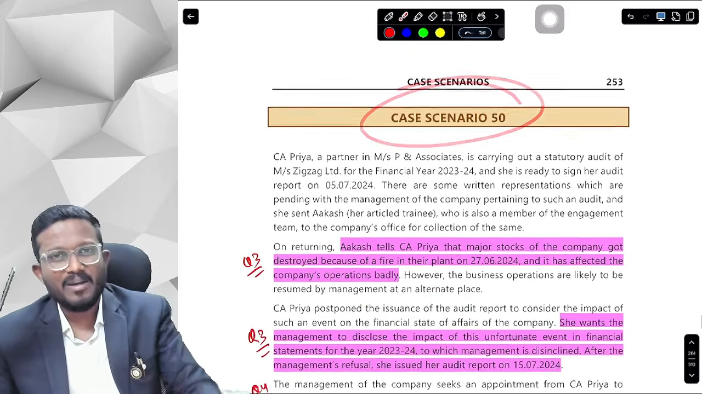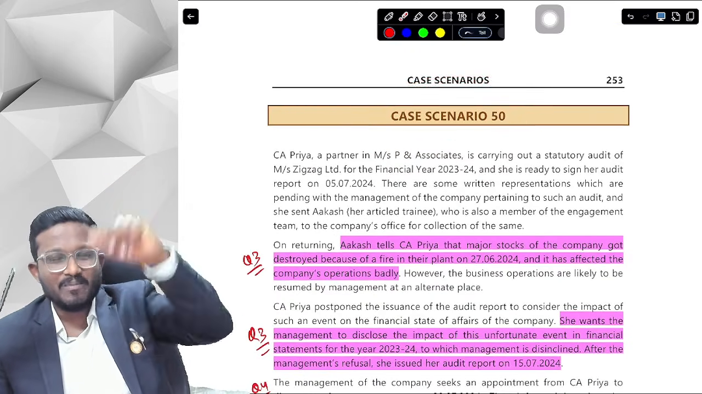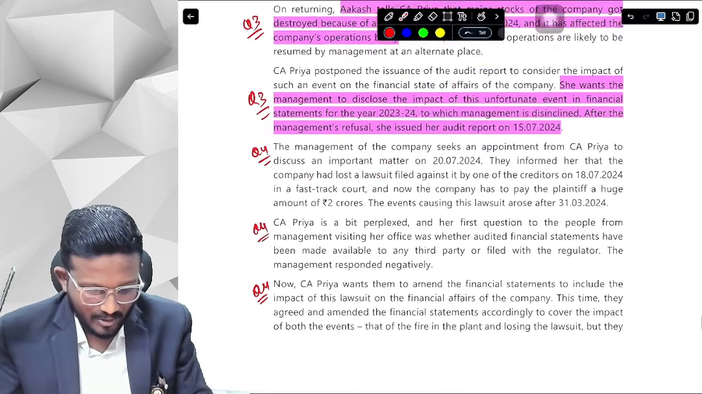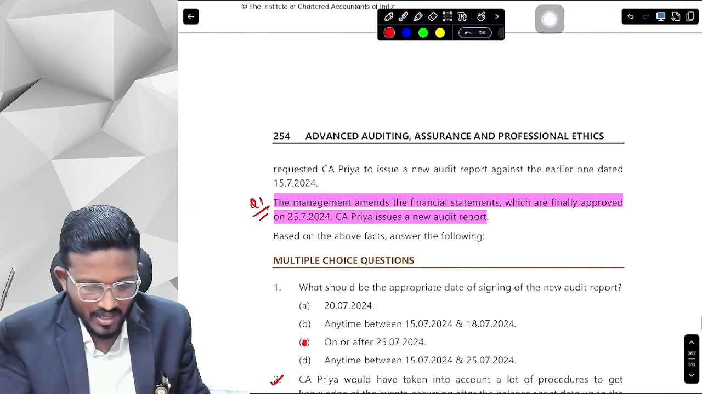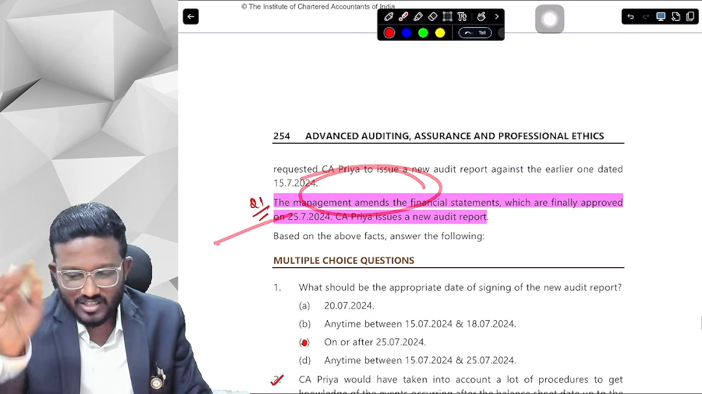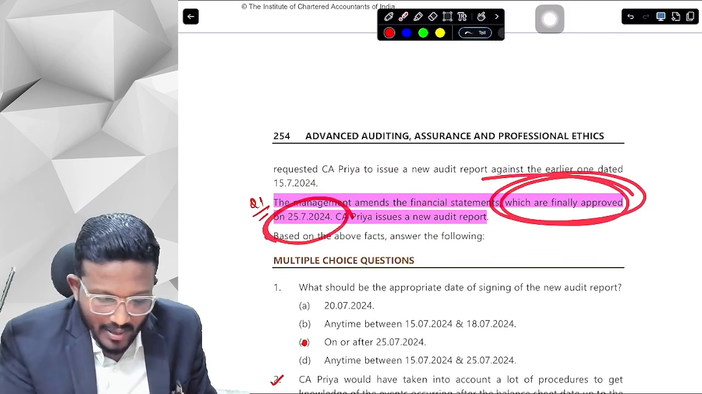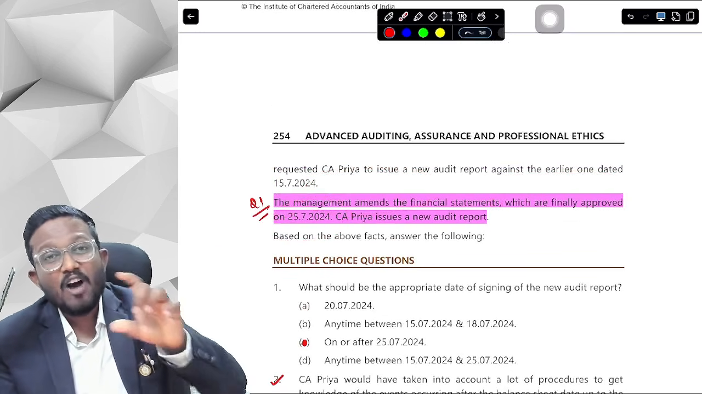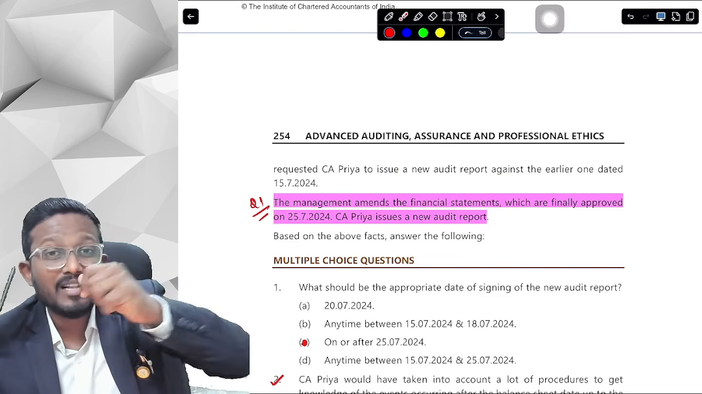Let's do case scenario number 50 here. Look here. What it is saying, sir, question 3 and 4 we have to do from above. So here the management has amended the financial statements, which are finally approved on 25th July 2024. Now when we are providing a new audit report, what will be the date of the new audit report?